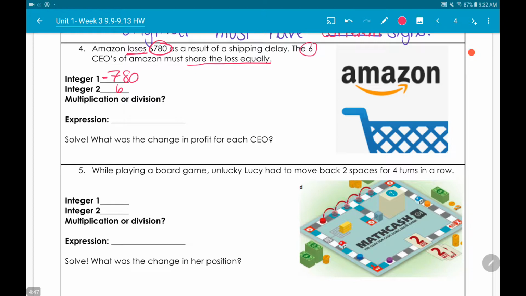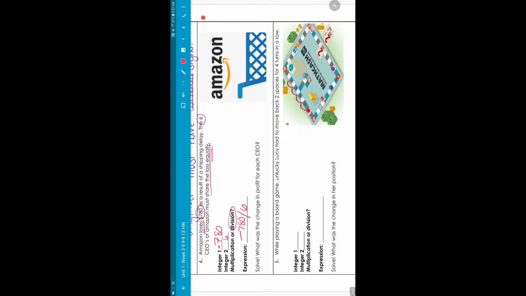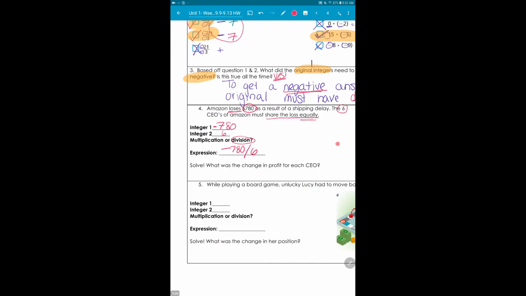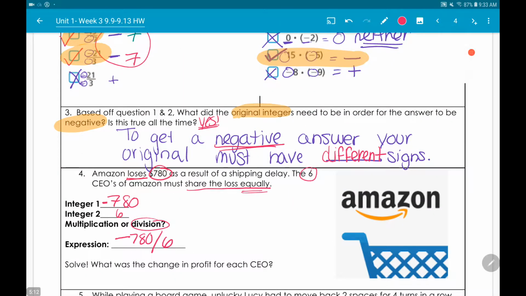And is this multiplication or division? This is division, because they're sharing the loss equally. So this tells me that I need to do 780 divided by 6. Okay, so go ahead and solve. What is 780? Oh no. Hopefully that didn't just mess up the video. 780 divided by 6 is 130.